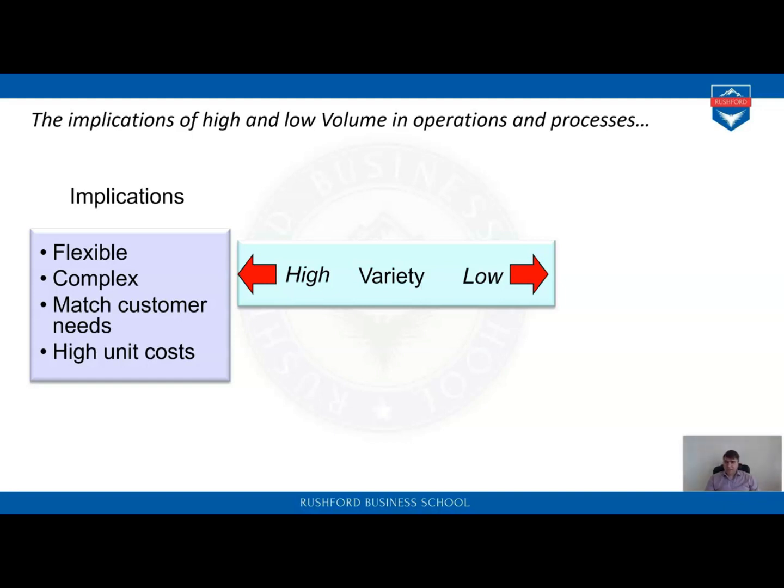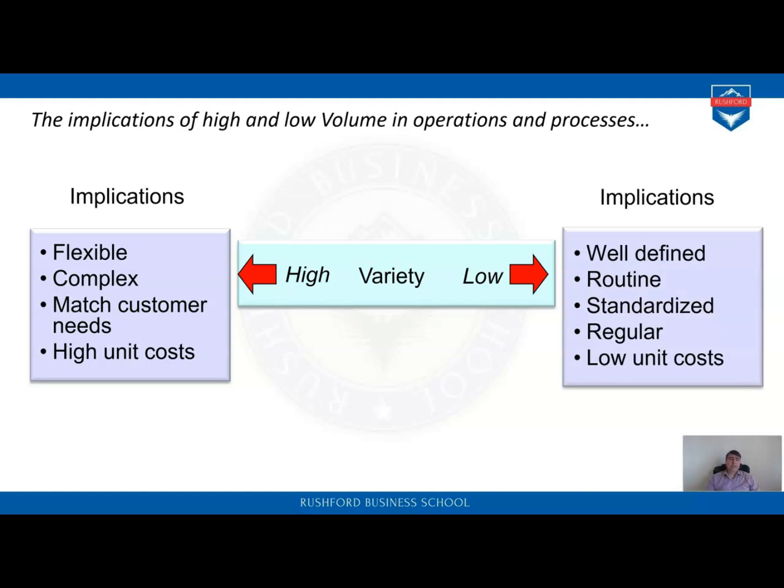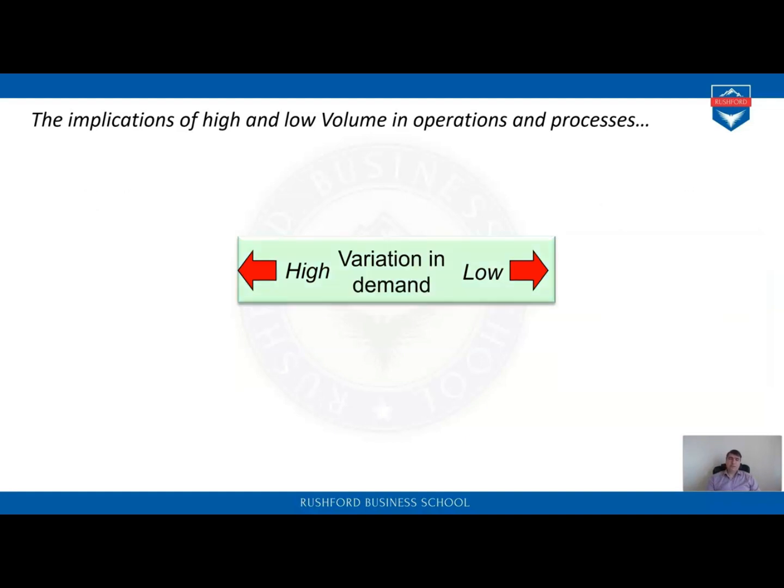Manufacturing and operations get flexible and complex when you have high variety, like Rolls-Royce: you need to match customer needs, and there is high unit cost. But the implication for low variety is well-defined, routine, standard, regular, low unit cost. You can see that there's a different implication for high and low variety.